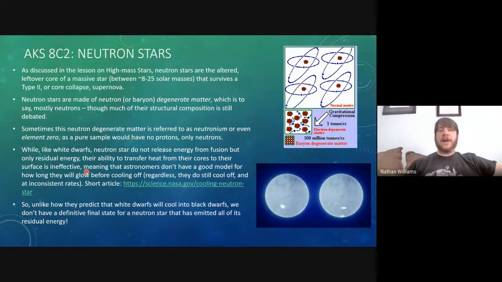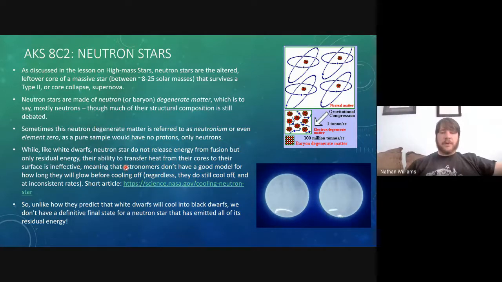So that's their entire width across, plus or minus a few kilometers, perhaps. But even though it's a small distance, they're not very good at transferring the heat through this very weird material that they're made of. So sometimes we find measurements of neutron stars that cool off kind of quickly. That's what it says here about cooling off at inconsistent rates. And if you pull the PowerPoint up and click on this link, it'll take you to an article about that.